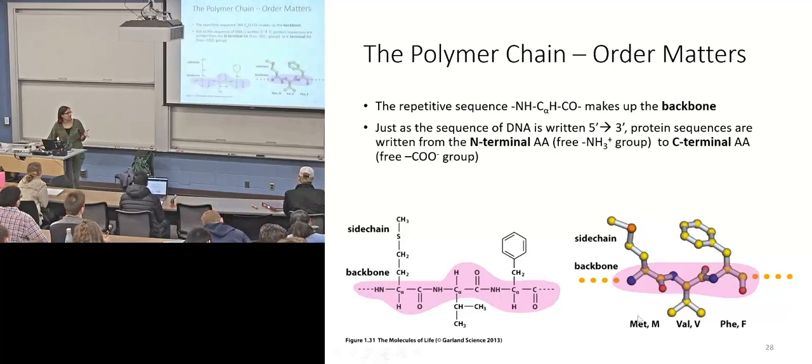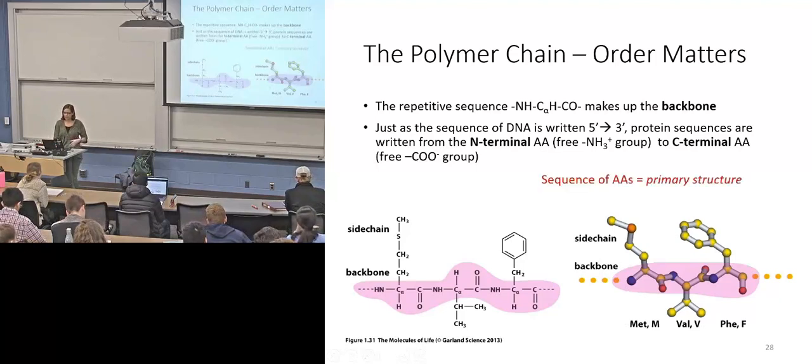So if you were just given a list of names of amino acids, you would still understand that the amine group is assumed to be on the left side. And the sequence of amino acids is called our primary structure. Our primary structure is very important to dictating what type of secondary structure, what type of folding, we'll get.